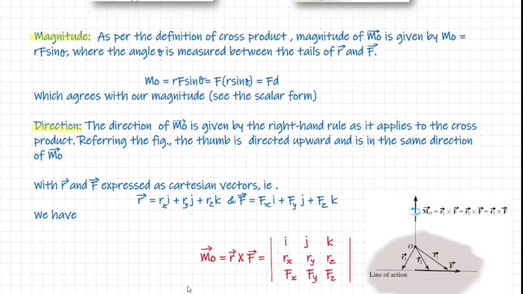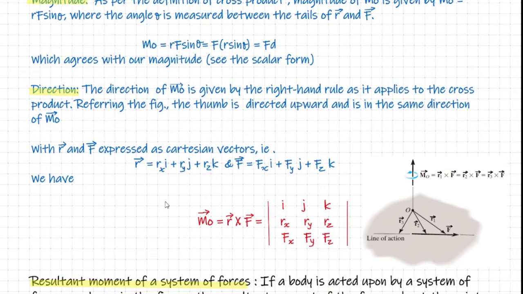Now let us find out. We know vector MO is vector R cross vector F. In major applications of the computation of the moment about a point in space, we express R and F in the Cartesian vector format.